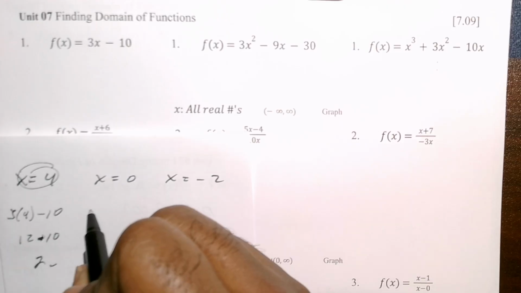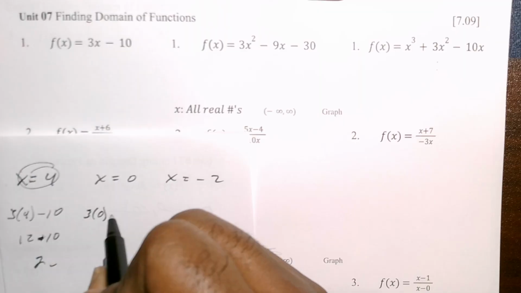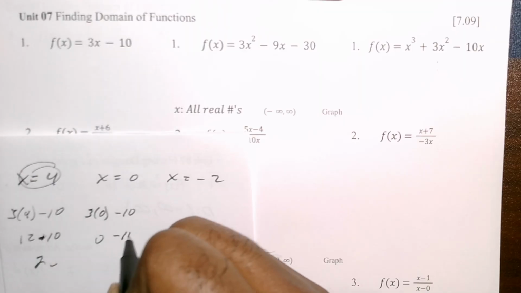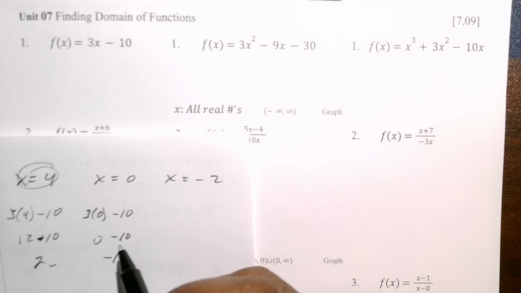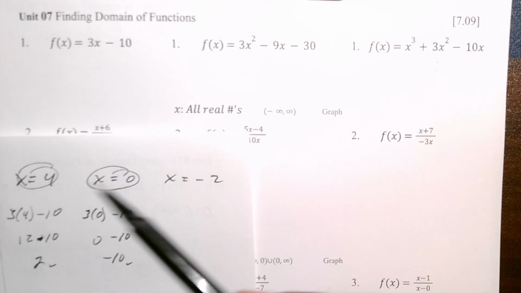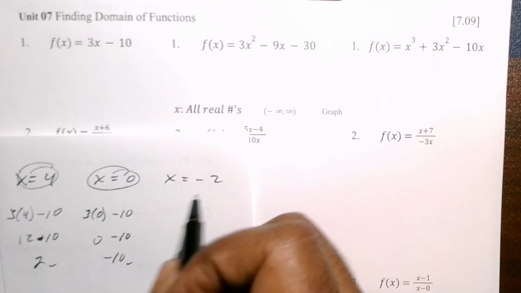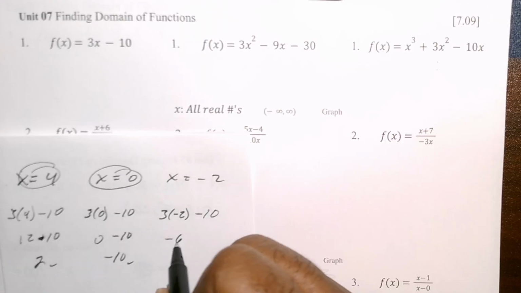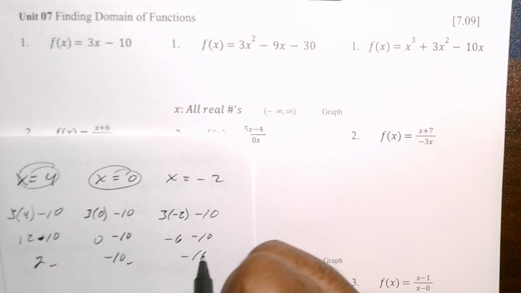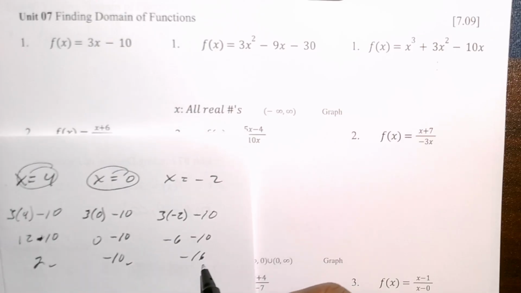Let's put 0 in here. We get 3 times 0, take away 10, which is 0, take away 10, and that gives you negative 10. That's a legitimate answer. Therefore, 0 is a legitimate input. Let's try negative 2. So it'll be 3 times negative 2, and then take away 10, which is negative 6, take away 10, negative 16. No problem with having negative 16 as an answer.